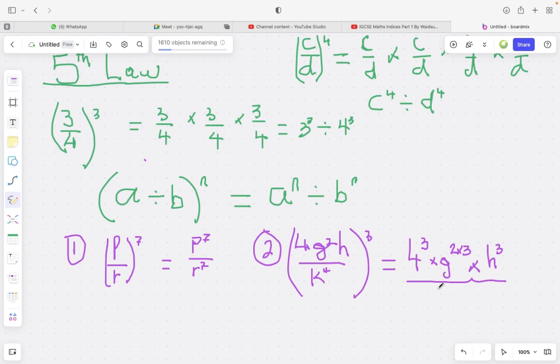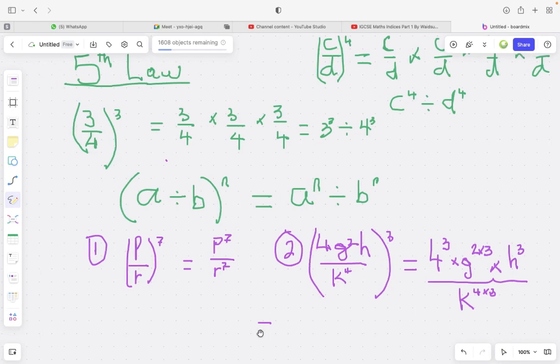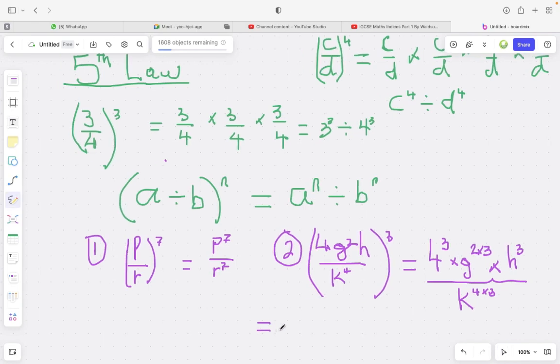We simplify that of the denominator. So you see, for denominator, you only have k to the power of 4 times 3. So we have k to the power of 4 multiplied by 3. Remember, the power is talking to each of these individual ones. The power is talking to this one, also talking to the power here. So what we have eventually after that is to write out what we have. So this becomes 4 to the power of 3, which becomes 64.